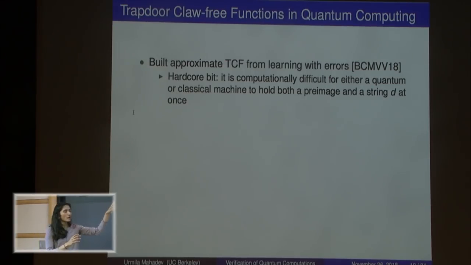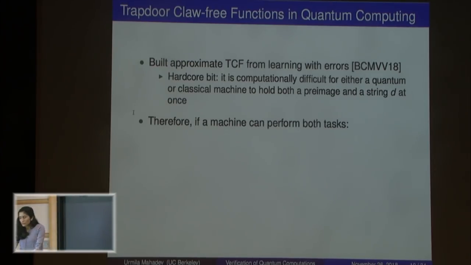And this is called a hardcore bit property, and it doesn't hold for general trapdoor claw-free functions, but it did hold specifically for our construction based on the properties of learning with errors. And it's crucial to the quantum supremacy proposal. So this hardcore bit property has two implications. The first is what I said on the last slide. If a machine can pass the verifier's check in the earlier proposal, it cannot be classical. Because if it was classical, I could rewind it, it could hold both things at once and violate the hardcore bit statement.